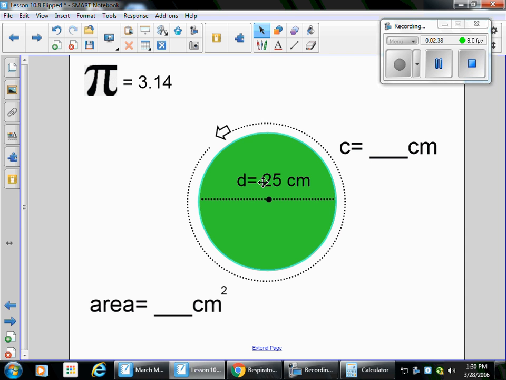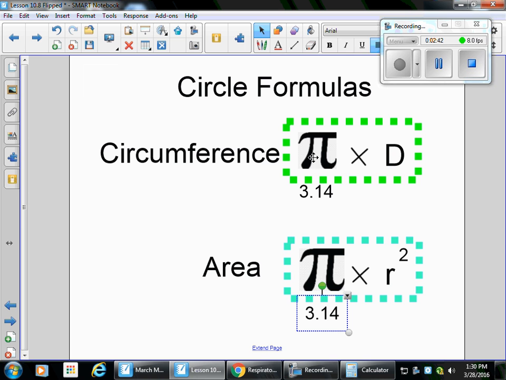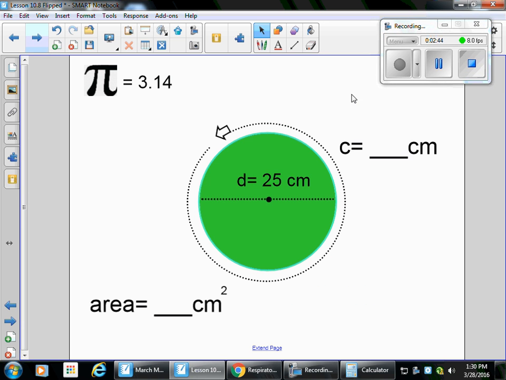My diameter is 25 centimeters. So what is my circumference? Well, let's take a look. The circumference is pi times diameter. So we're going to be going 3.14 times 25, which is my diameter.